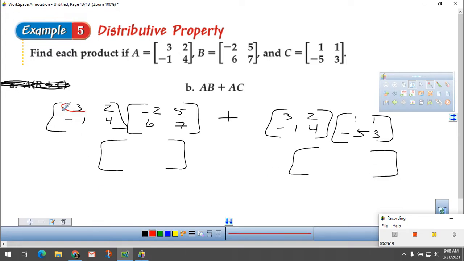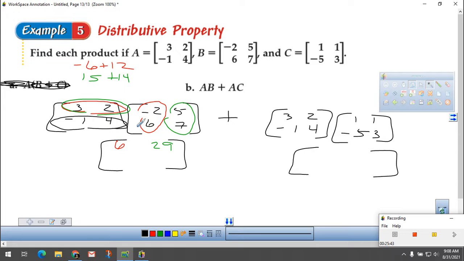So row times column. 3 times negative 2 is negative 6. 2 times 6 is 12. Negative 6 plus 12 is 6. And now same row, different column. 3 times 5 is 15. 2 times 7 is 14. And 15 plus 14 is 29.